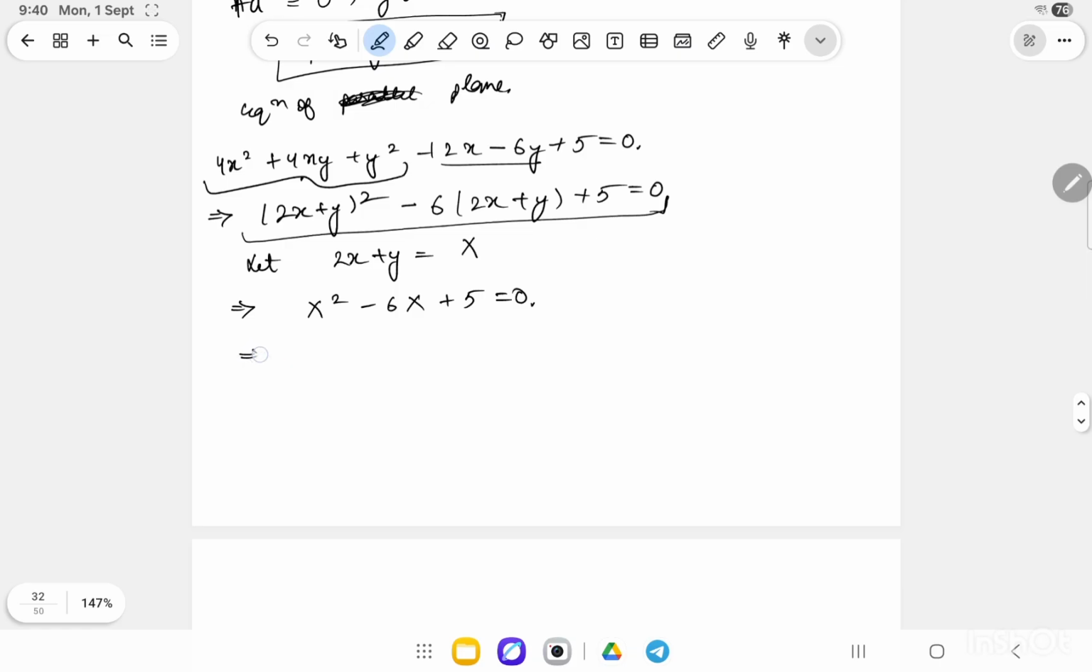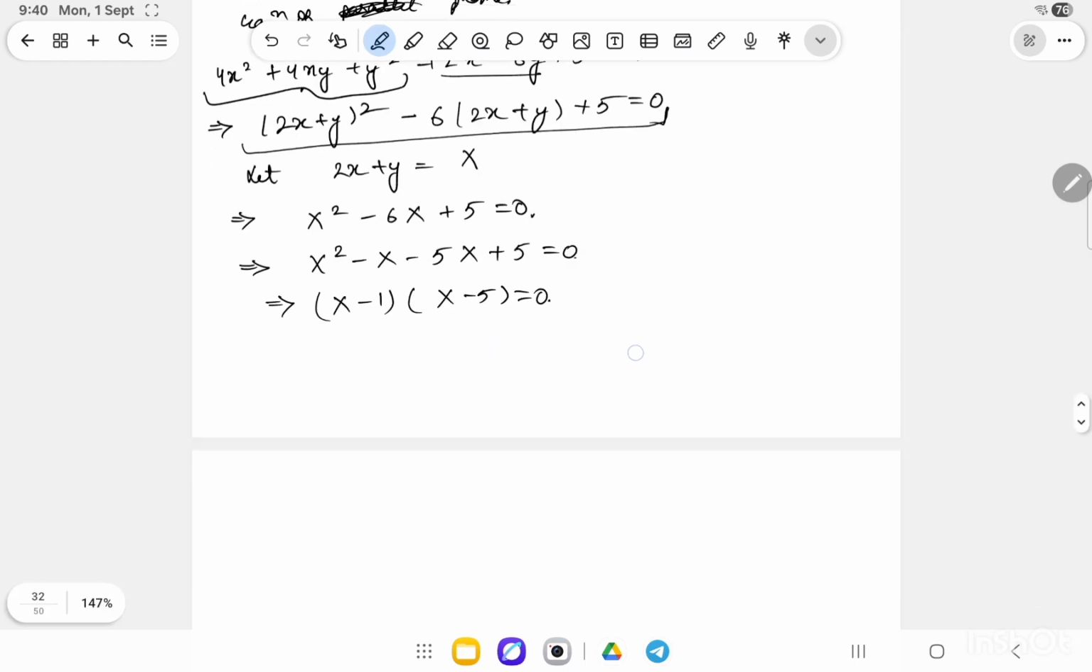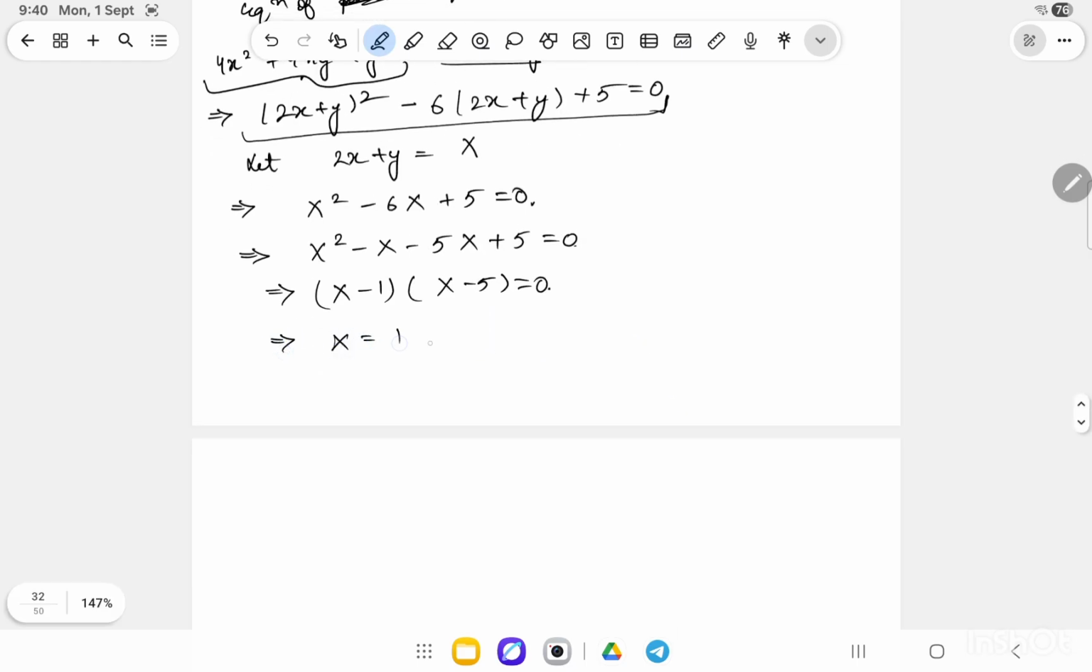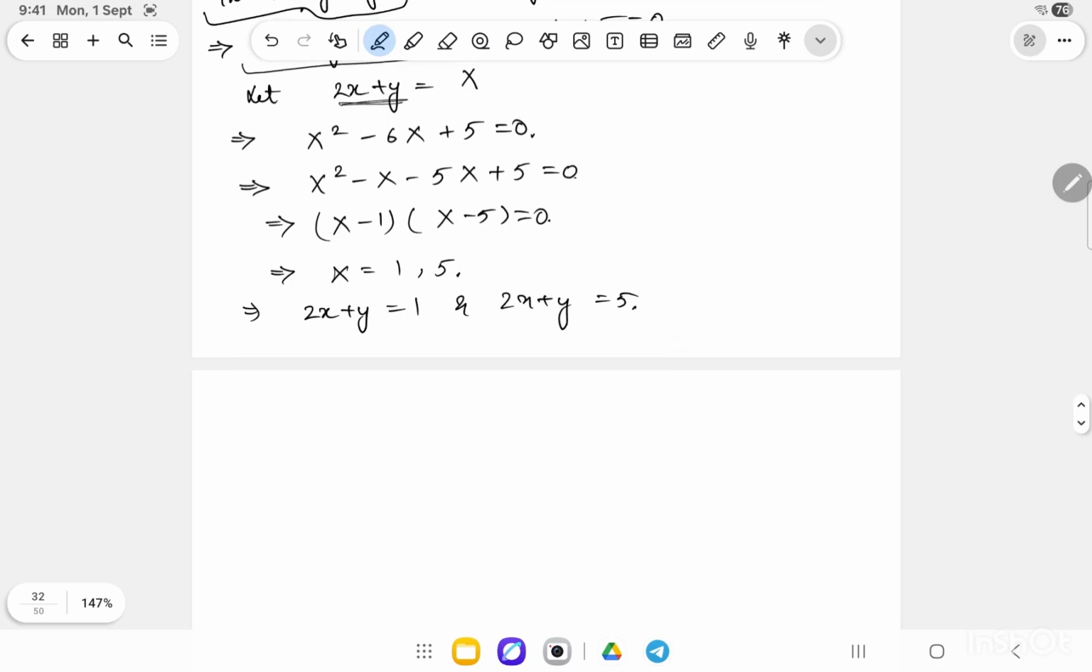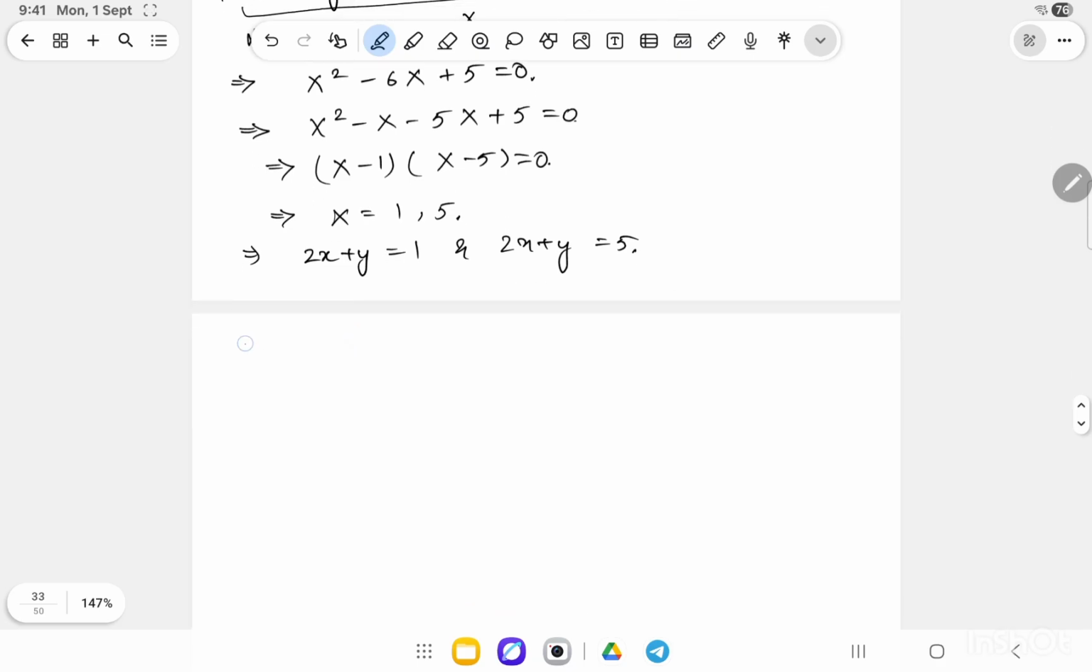And I can solve it for capital X. So that will be capital X square minus X minus 5X plus 5 equals to 0. So this basically gives me capital X minus 1 and capital X minus 5 equals to 0. So from here I got my capital X as 1, 5. And I have assumed my capital X as 2x plus y. So it is 2x plus y is equal to 1 and 2x plus y is equal to 5. If you observe, these are basically parallel planes. So the given equation represents a parallel plane equation.